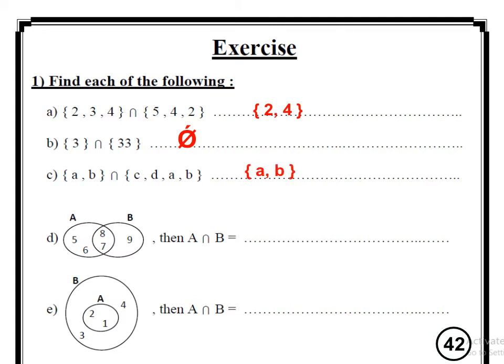Next question, they represent the question by a Venn diagram. Here we have two sets, A having the elements 5, 6, 7, 8, and B having the elements 7, 8, 9. So the intersection between them is the part in the middle, which includes the elements 7 and 8. Next, I have the set B, and inside it the set A, so A is a subset of B. The intersection between them is the set A itself, which includes the elements 1 and 2.